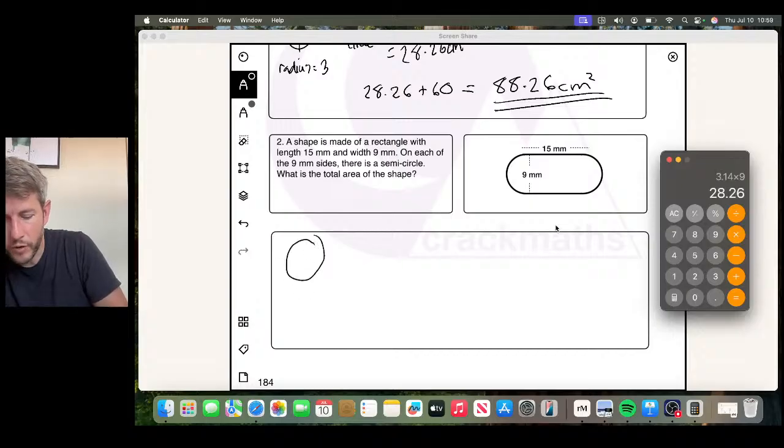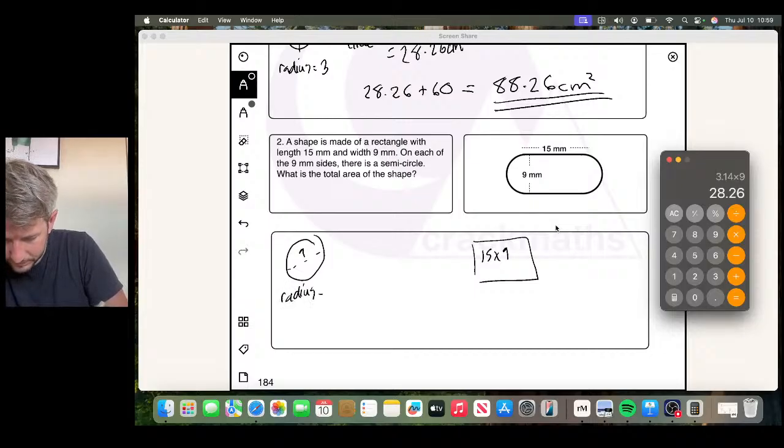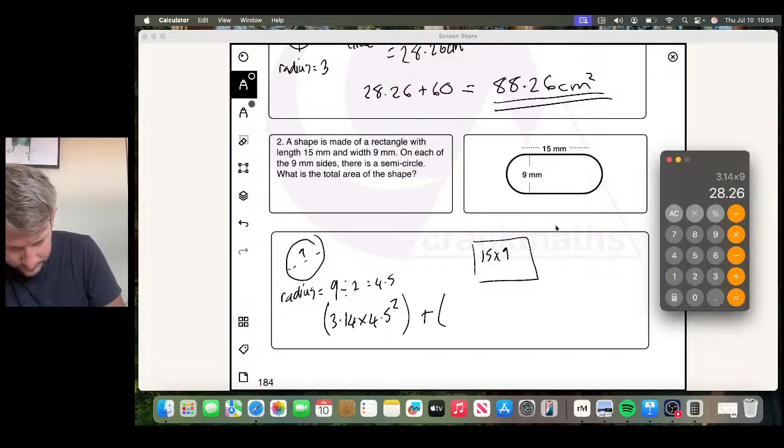So here we go. We've got the circle and we've got the rectangle again. So the rectangle will be 15 times 9. The semicircle has the diameter of 9. So the radius equals 9 divided by 2 equals 4.5. So we've then got pi, 3.14, times 4.5 squared. Okay, and I'm going to just think about that, and then plus the 15 times 9.